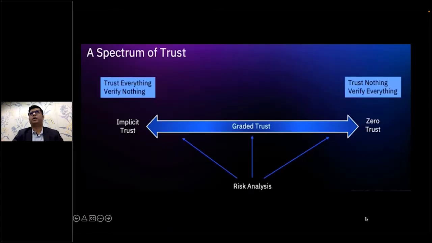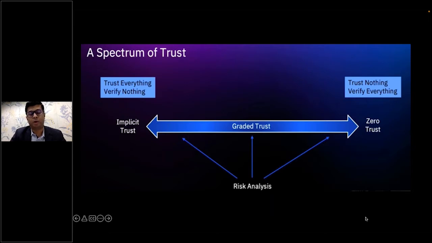Now, when we talk about the overall spectrum of trust, primarily you see two models. One is implicit trust and the other is zero trust. When we say implicit trust, we are talking about, let's say, an employee who is accessing applications sitting inside the office. So he's obviously a trusted employee. So there is an implicit trust, which means that it will trust everything and verify nothing, right? And zero trust is exactly the opposite, right? It is all about trust nothing and verify everything.